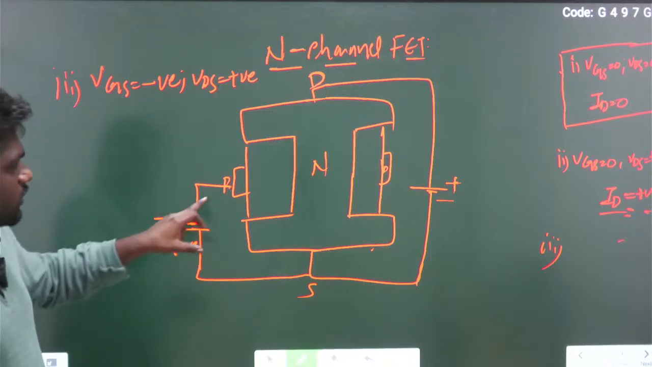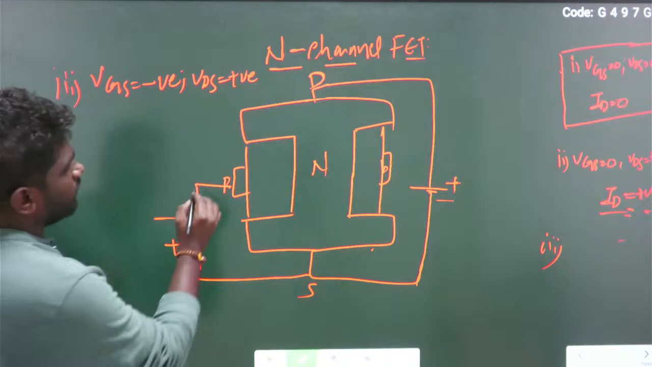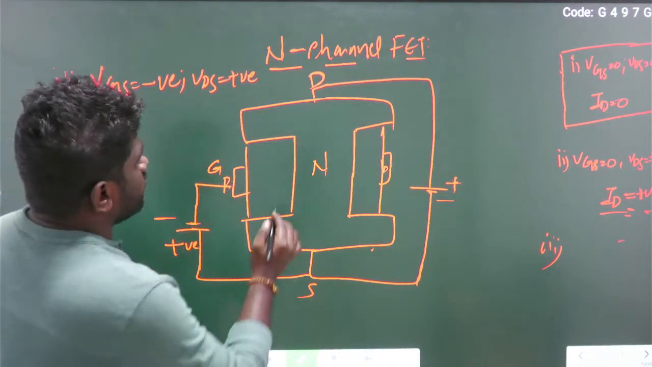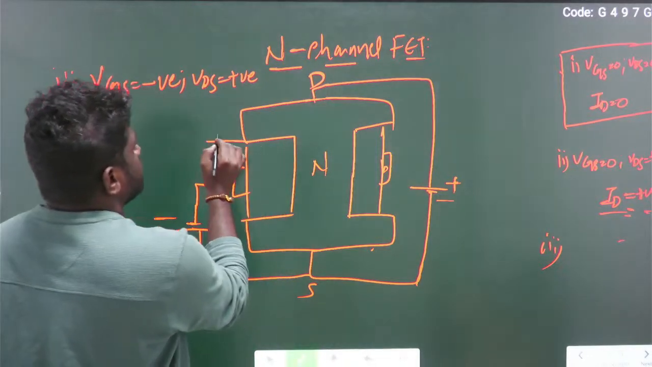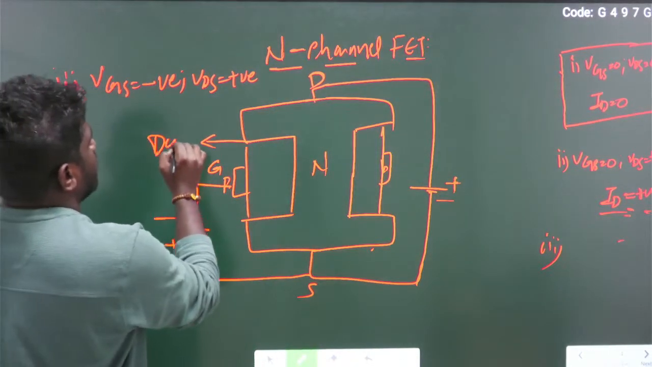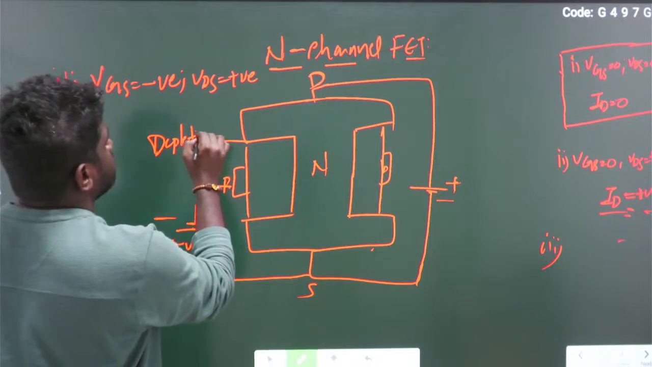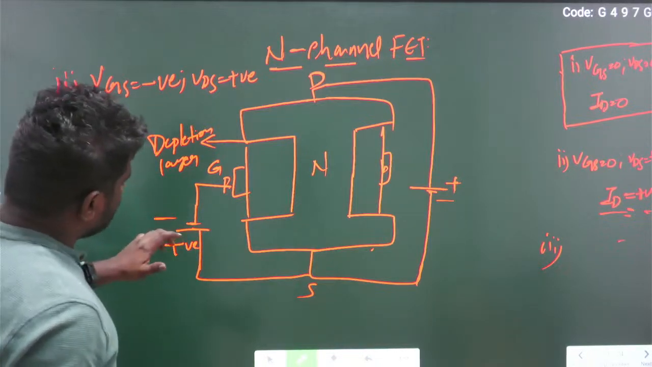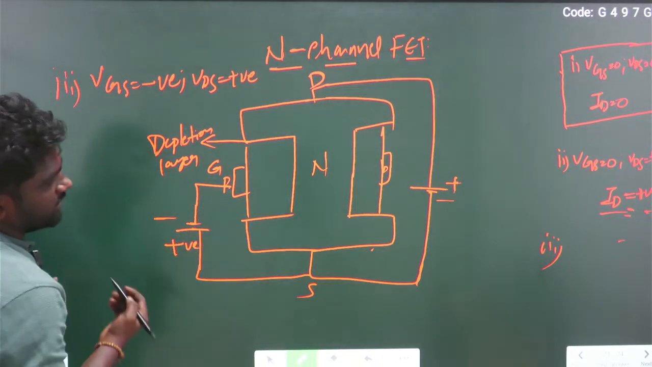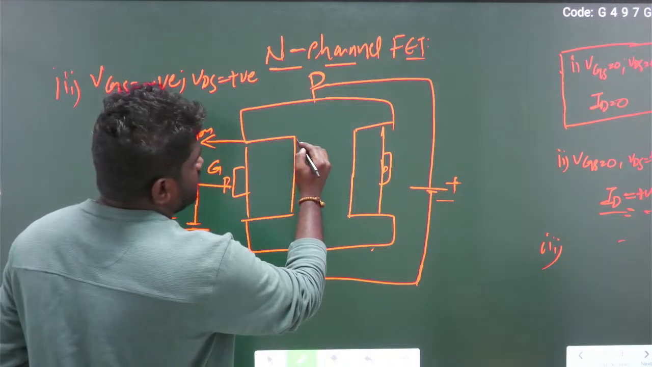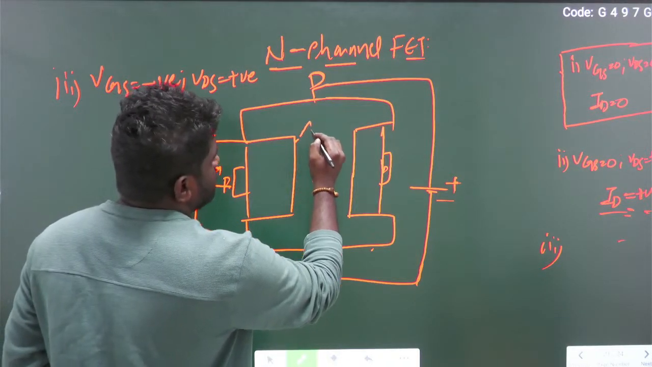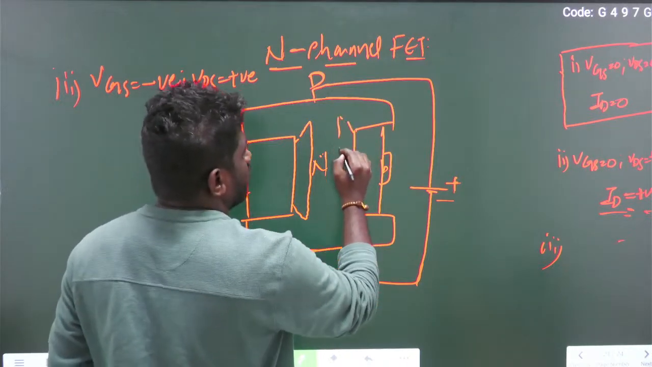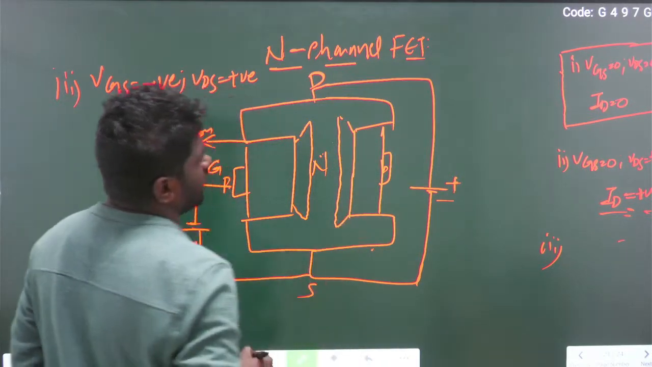So due to the negative charge, the negative field on the gate terminal, this layer is called the depletion layer. So whenever the gate is negative, the depletion layer will increase gradually. This is the depletion layer.